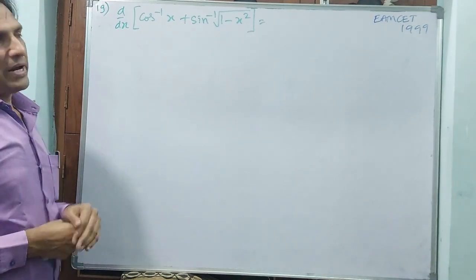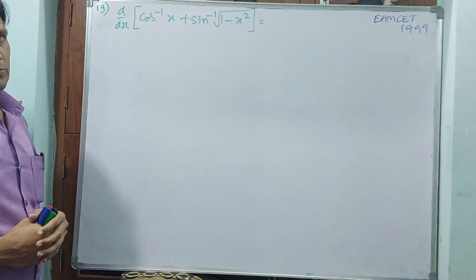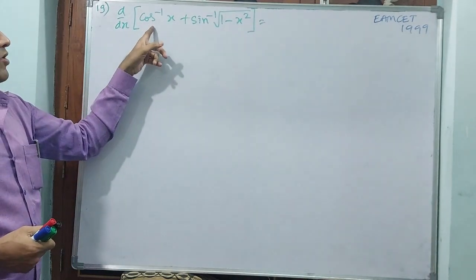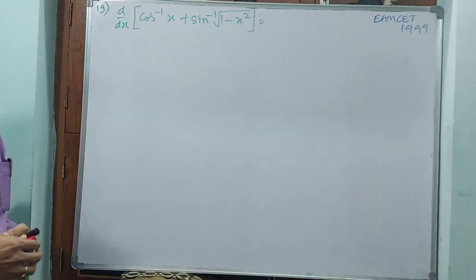Okay, see, question number 19. Even though it is Eamcet 1999, I have taken this because we have to do different models. d by dx of cos inverse of x plus sin inverse of under root of 1 minus x square, what will be the answer, like they are asking.